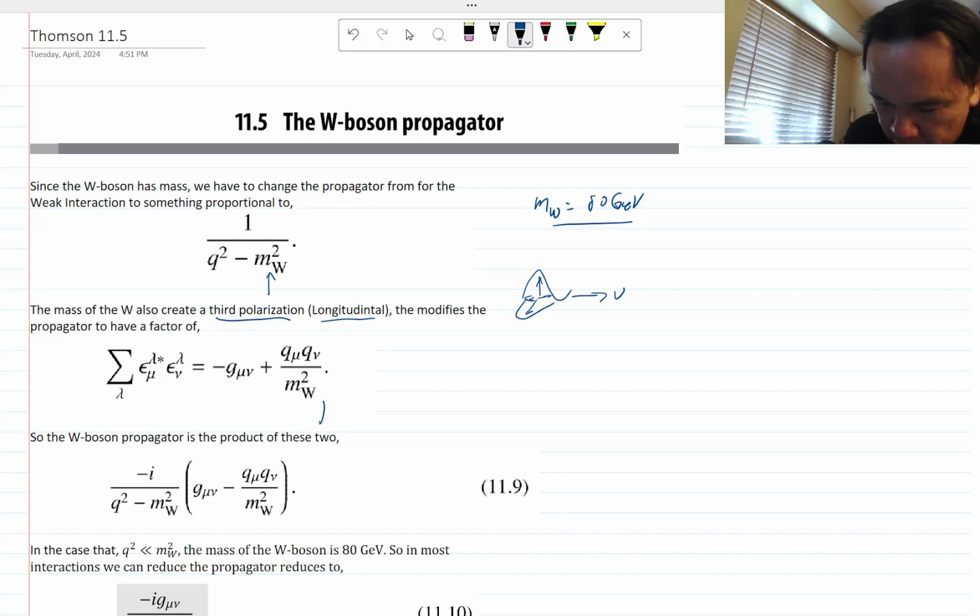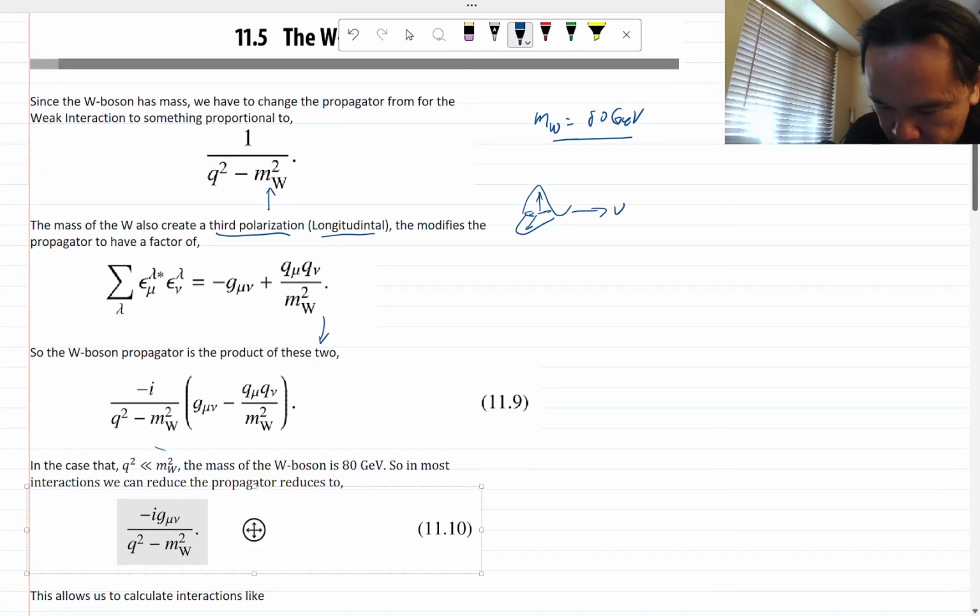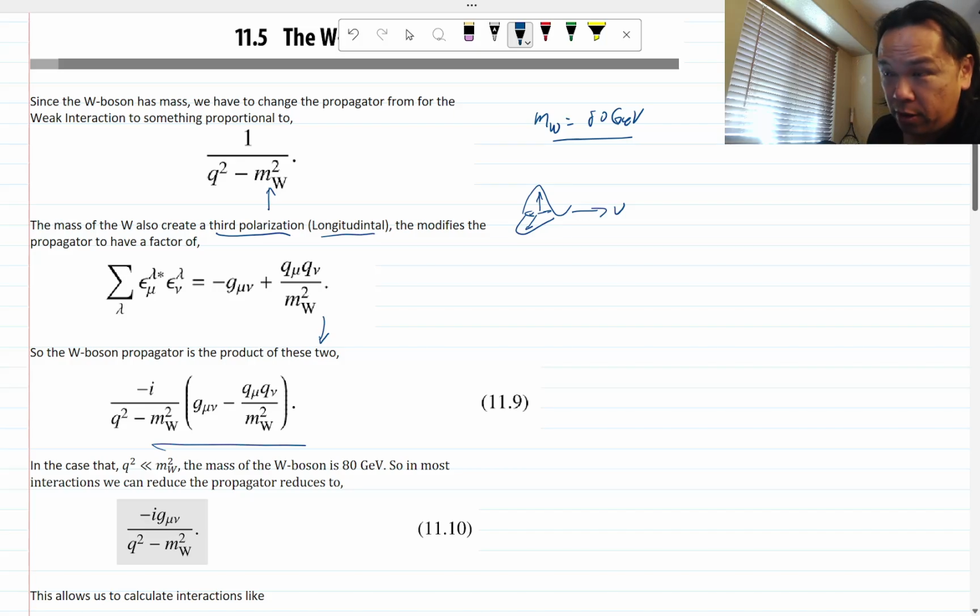Okay, if you multiply these two together, you get this complicated propagator, and this is actually the real propagator for the weak interaction. We have this minus i just so we can make things Hermitian. And then you have this Q squared minus the mass of the W boson squared. And then you have this polarization factor.